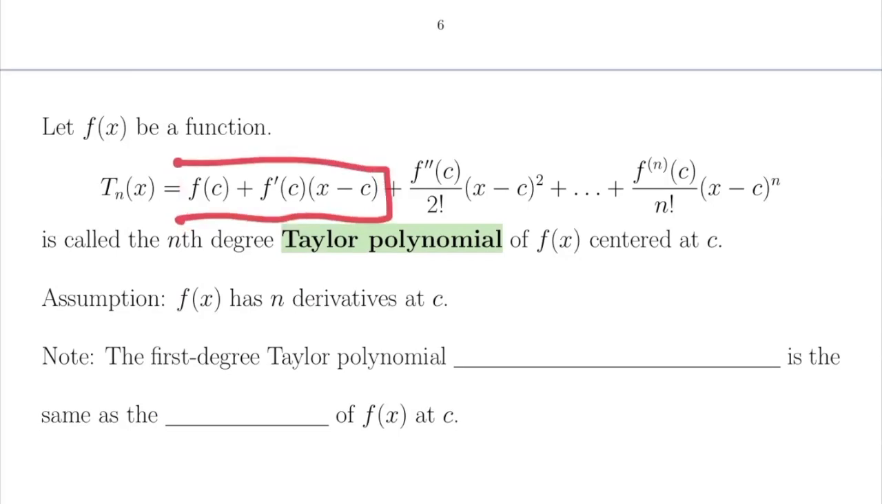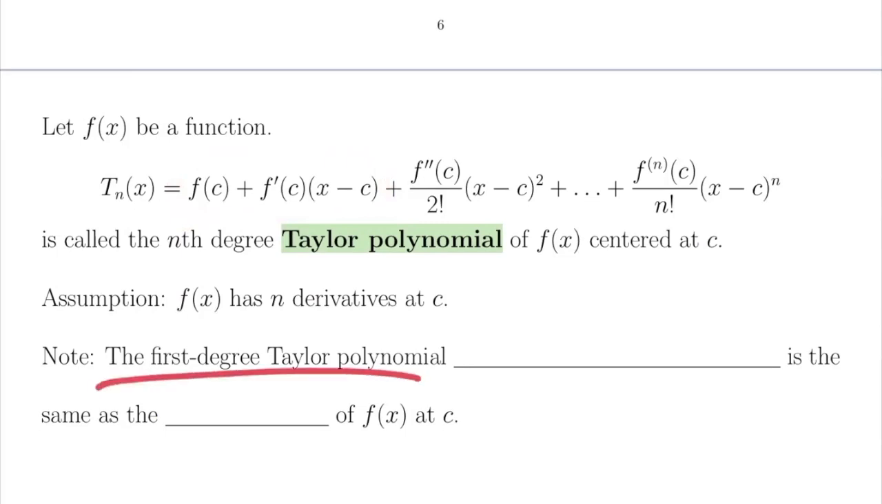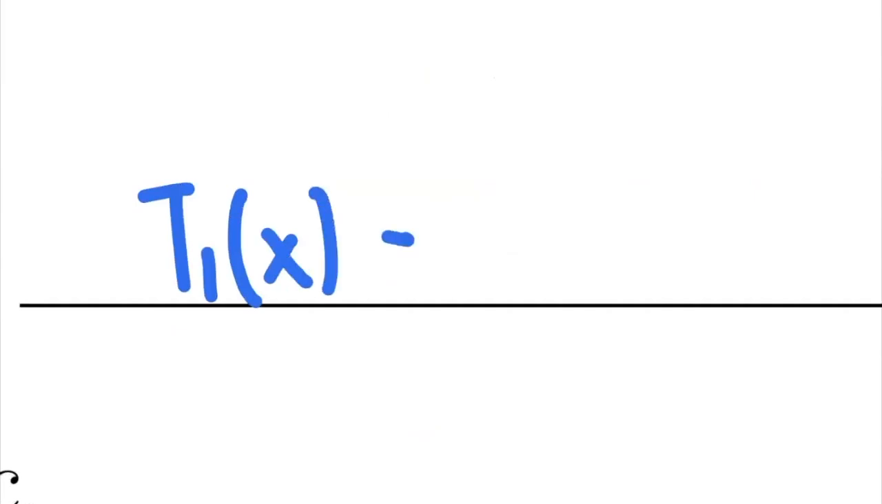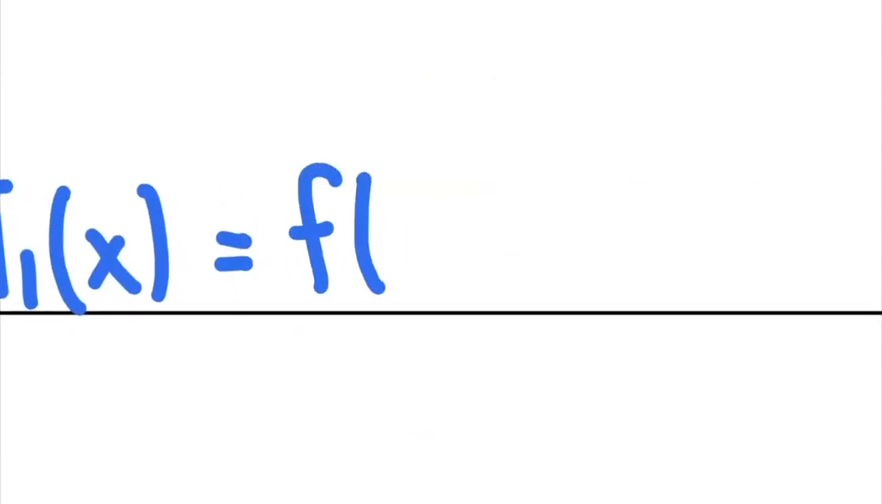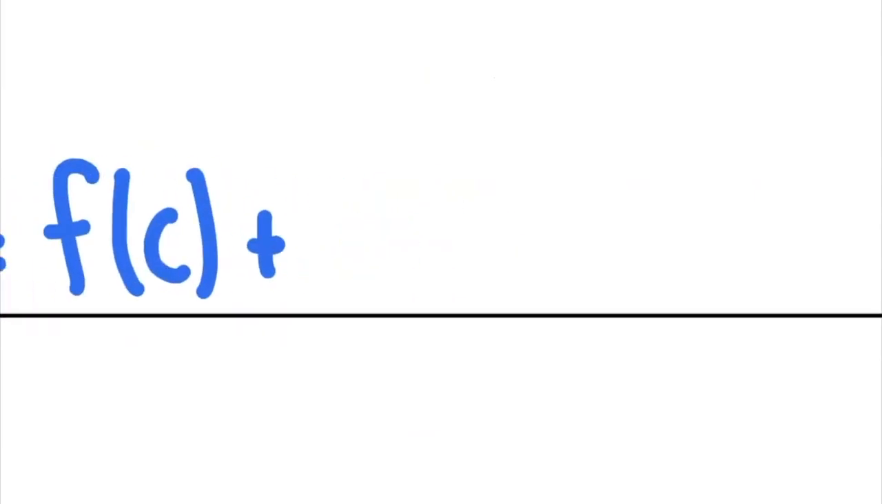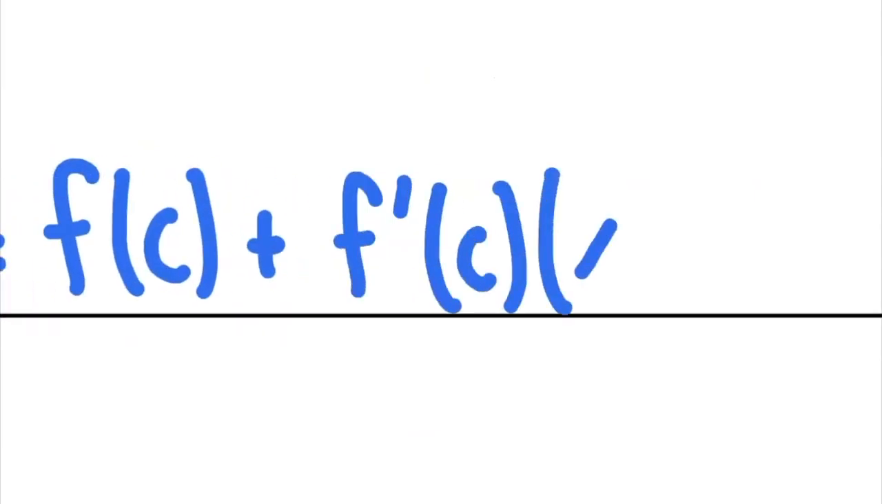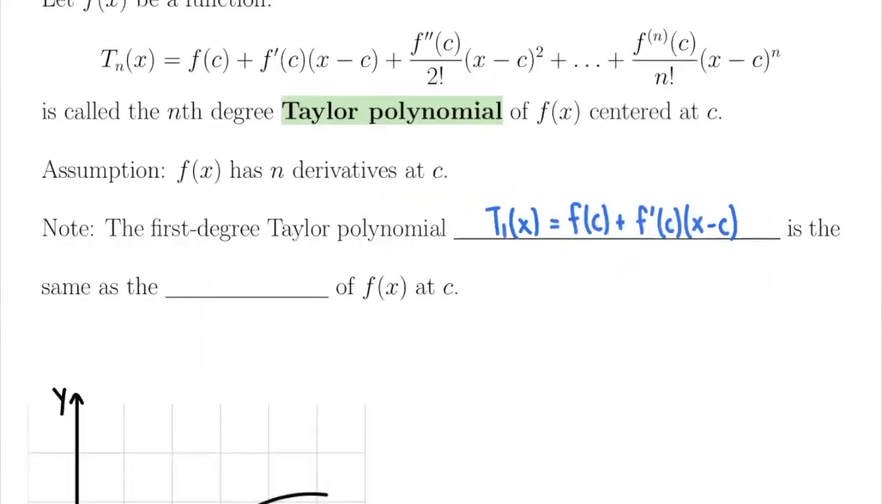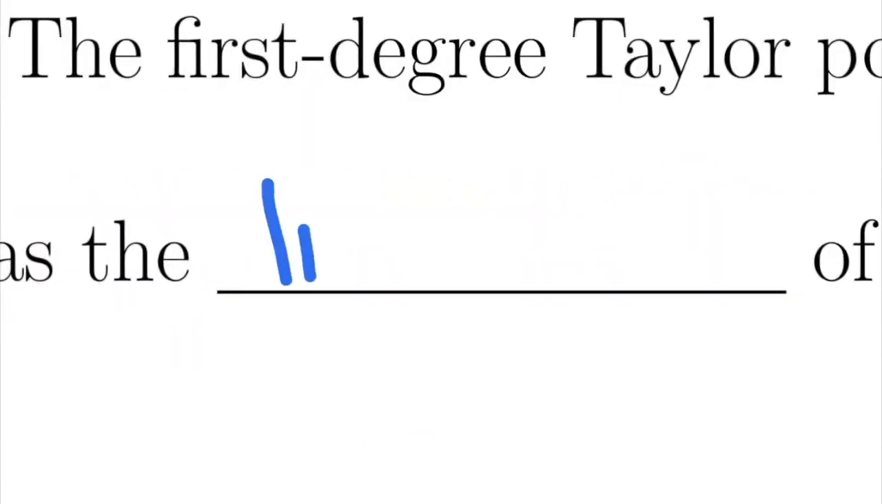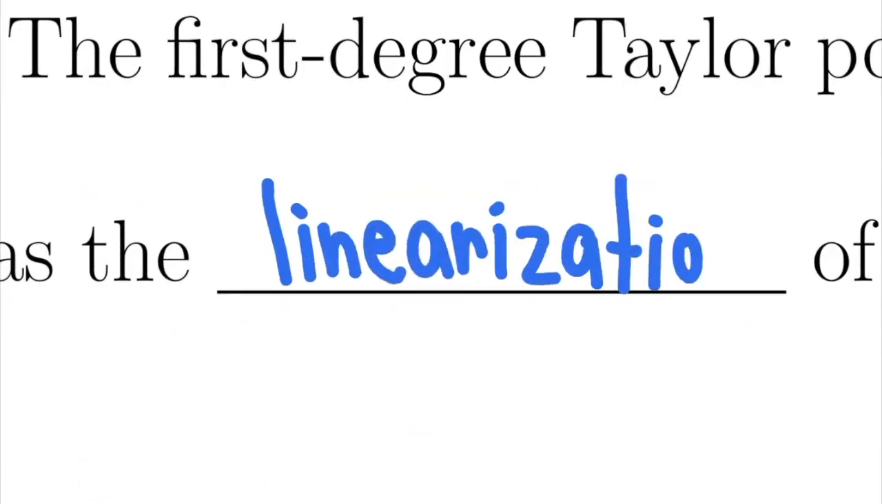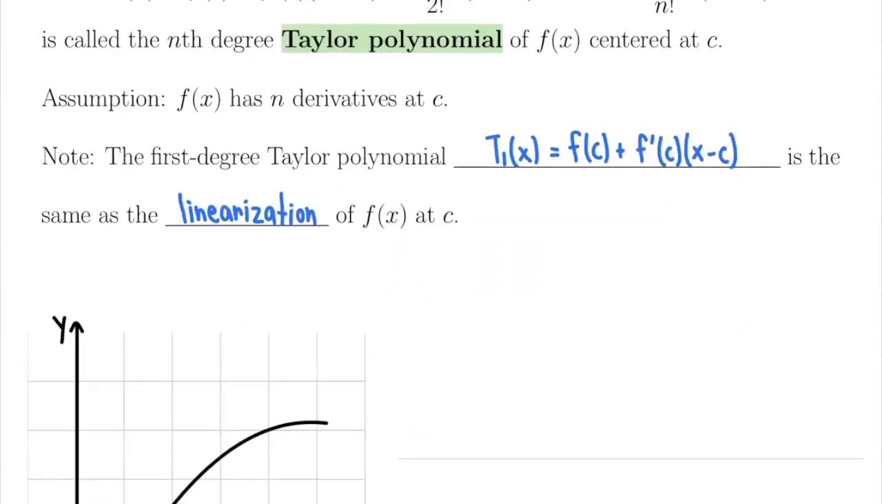Like a linear approximation. Yes, so that is the linearization of f of x at c. So note the first degree Taylor polynomial, that's T1 of x, equals those first two terms, f of c plus f prime of c times x minus c. And it's the same thing as the linearization of f of x at c.